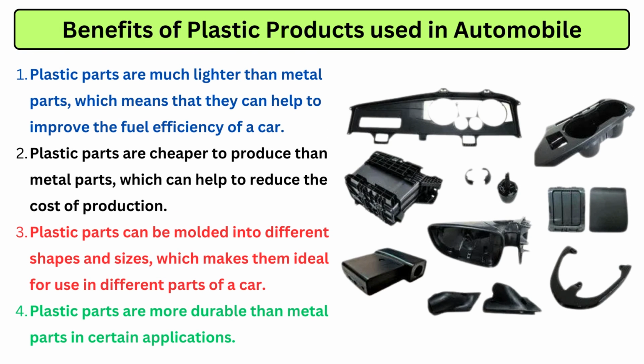There are a number of benefits of using plastic products in the automobile. The first one is that plastic parts are much lighter than metal parts, which means that they can help to improve the fuel efficiency of the car. The second one is that plastic parts are much cheaper to produce than metal parts. Because the moldability of plastic is much higher, we can mold it easily. This can help to reduce the cost of production in terms of the process.